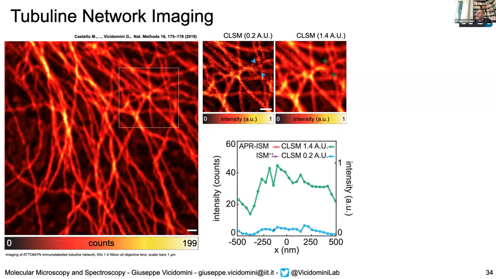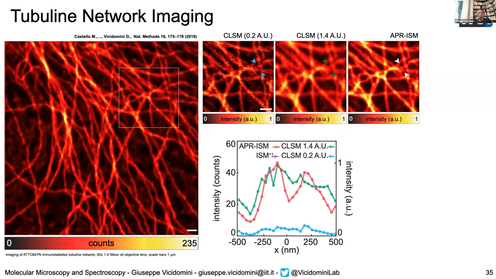Here, the blue is the confocal. Basically, the signal to noise is too poor to resolve some structures. If you open the pinhole, you get much more signal, but the image becomes blurred, and thereby you are not able to resolve the tiny structures in your sample. But if you apply image scanning microscopy, and in particular the adaptive pixel reassignment method that I showed you before, you can clearly see that now I can resolve the two tiny structures that are present in the sample. You can resolve the two tubular structures that are close by.